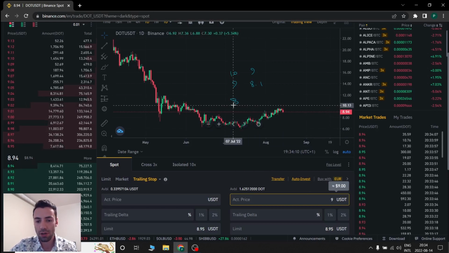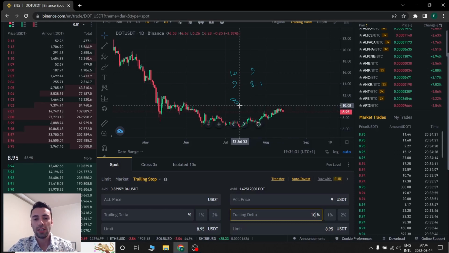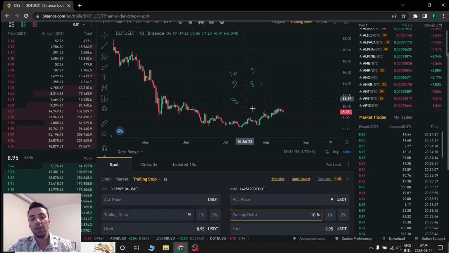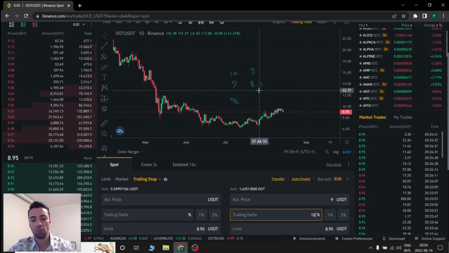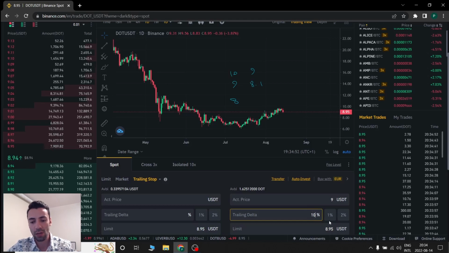So for example, we bought Polkadot, or any crypto, at $8, and we want to activate this order at $9. So we're going to put the activate price at $9, with a trailing delta of, for example, 10%. When it goes to $9, it will activate this order, and the stop limit will be 8.1. When it goes to $10, the stop limit will be 9. This is optional, you can have any amount. Binance itself recommends 1% or 2%, but here, for example, we set 10%.